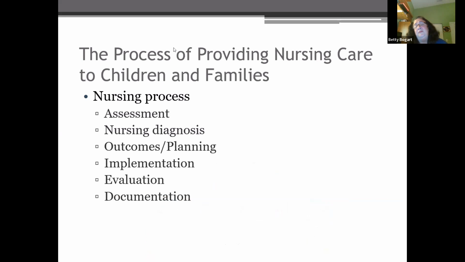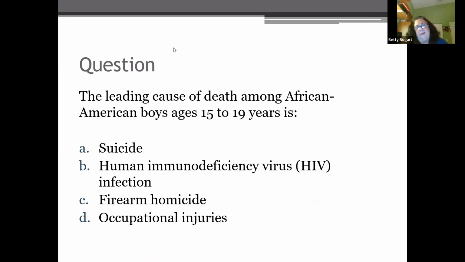The nursing process doesn't matter, adults or children, it's all the same. So, a question: the leading cause of death among African-American boys ages 15 to 19 is... Remember, I tell you as they get older, they get a little bit more brazen, and they will go get that gun and look at it. Literally, for 15 to 19-year-old boys, it's firearm homicide. They want to pick it up, they want to look at it, and that's when those guns go off and things happen.